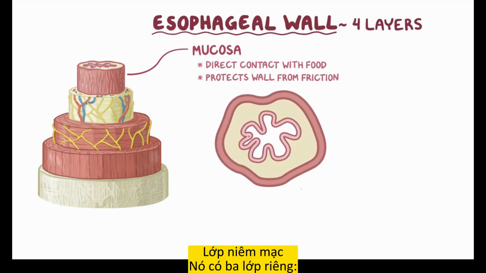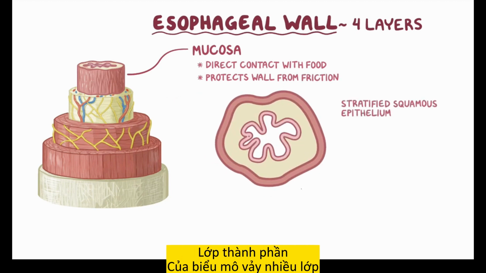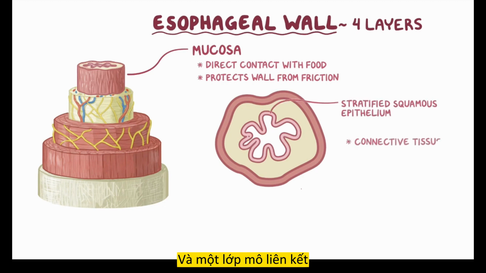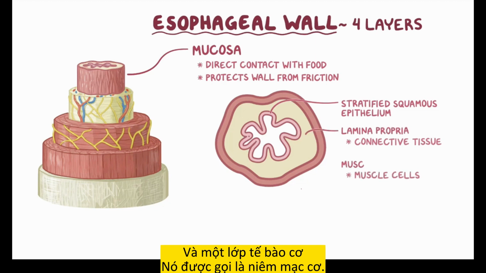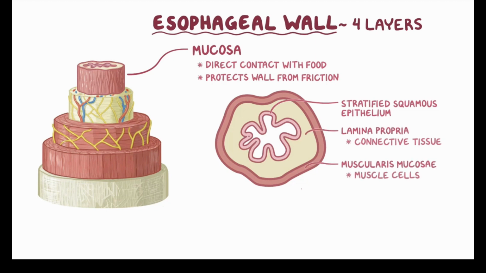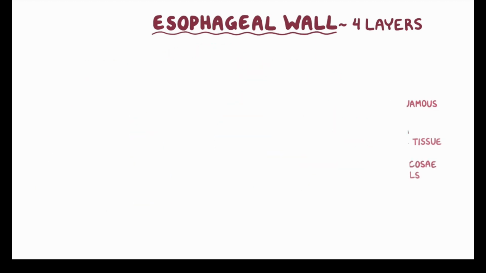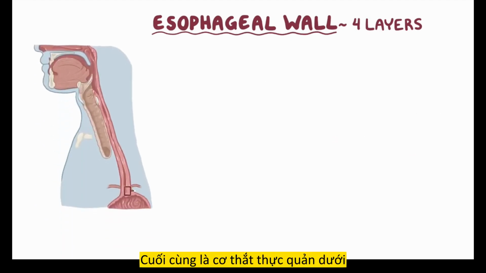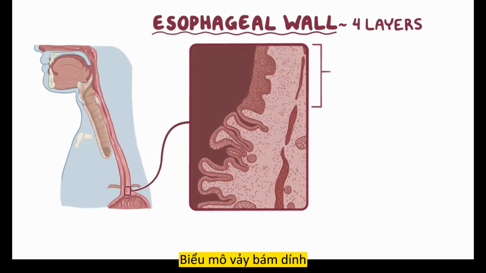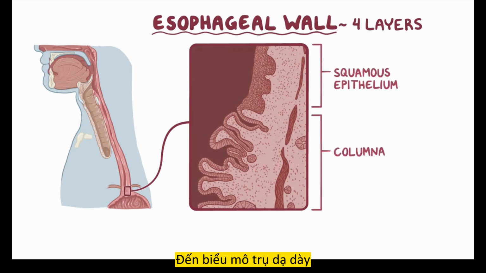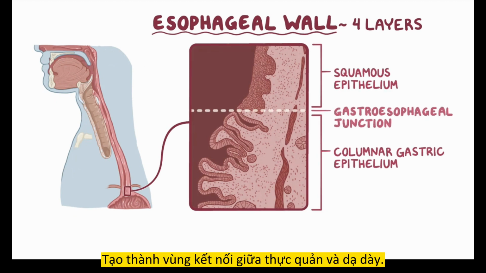The mucosa also has 3 layers of its own: a layer made of stratified squamous epithelium, a layer of connective tissue called the lamina propria, and a layer of muscle cells called the muscularis mucosae. Finally, at the lower esophageal sphincter, the squamous epithelium joins the columnar gastric epithelium to form the gastroesophageal junction.